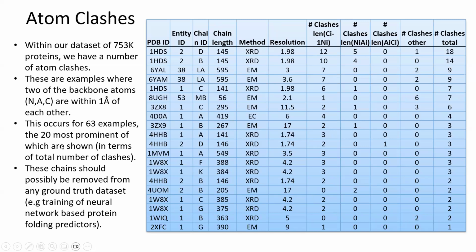One thing to consider, as Olga said, is that when we're training things like AlphaFold, do we really want examples like this within our ground truth data set? Should future predictions be based on learning from examples that we might think are erroneous?